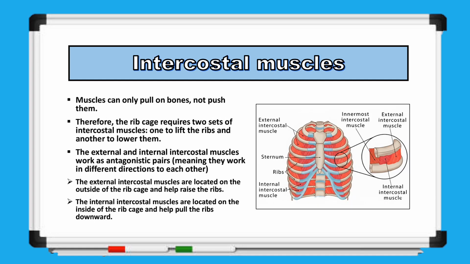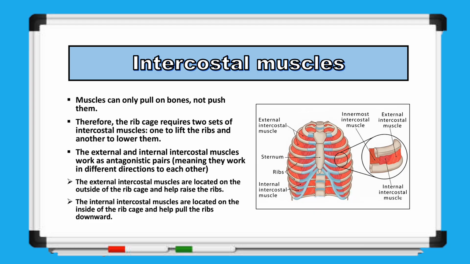Now, let's move on and talk about the intercostal muscles. These are the muscles that lie between the ribs and play a vital role in the process of breathing. It's important to remember that muscles can only pull on bones, they cannot push them. This means that for the ribs to move both upward and downward during breathing, the body needs 2 sets of intercostal muscles, each performing opposite actions. That's why we have the external and internal intercostal muscles, which work together as antagonistic pairs, meaning, when one set contracts, the other relaxes, and they move in opposite directions to achieve smooth breathing movements.